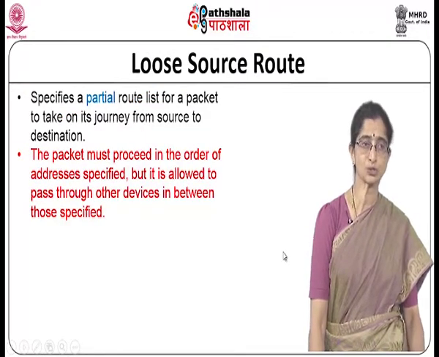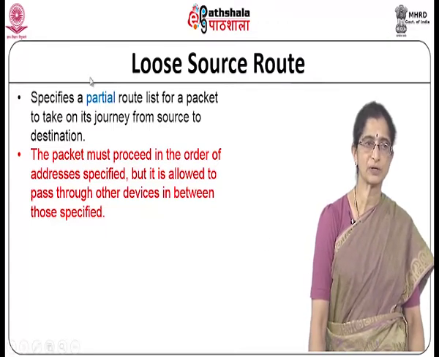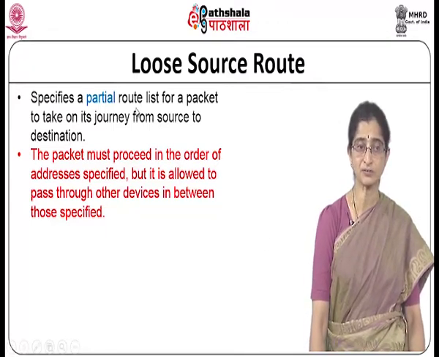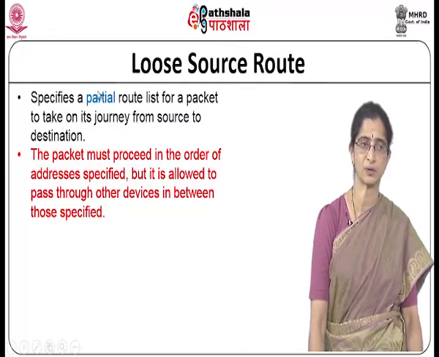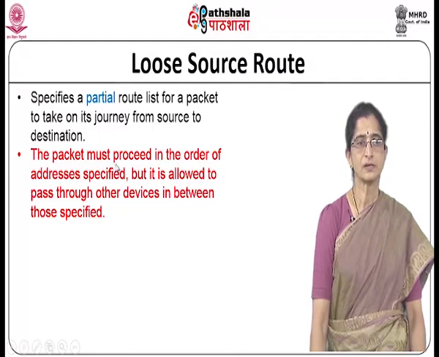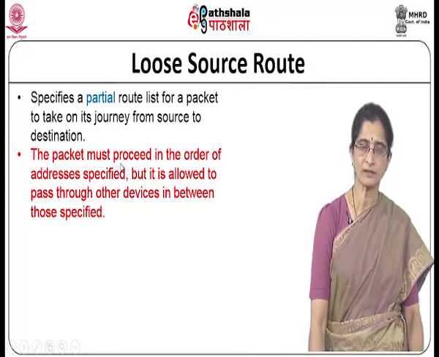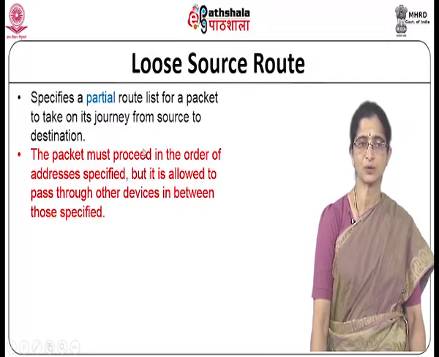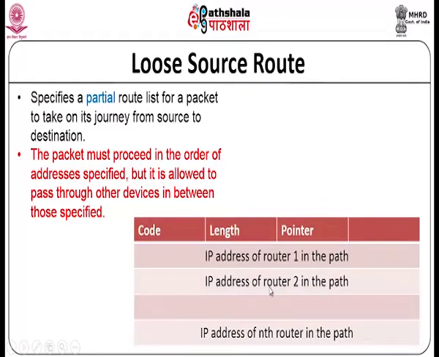So next is loose source routing. Loose source routing, you can say, is a partial route list. It's not a full complete route list, but a partial route list for the packet to take on its journey from the source to the destination. Here, the only thing that makes it loose source routing is that the packet definitely has to visit the different routers specified here, but it is allowed to visit other routers also when going from one router to another.